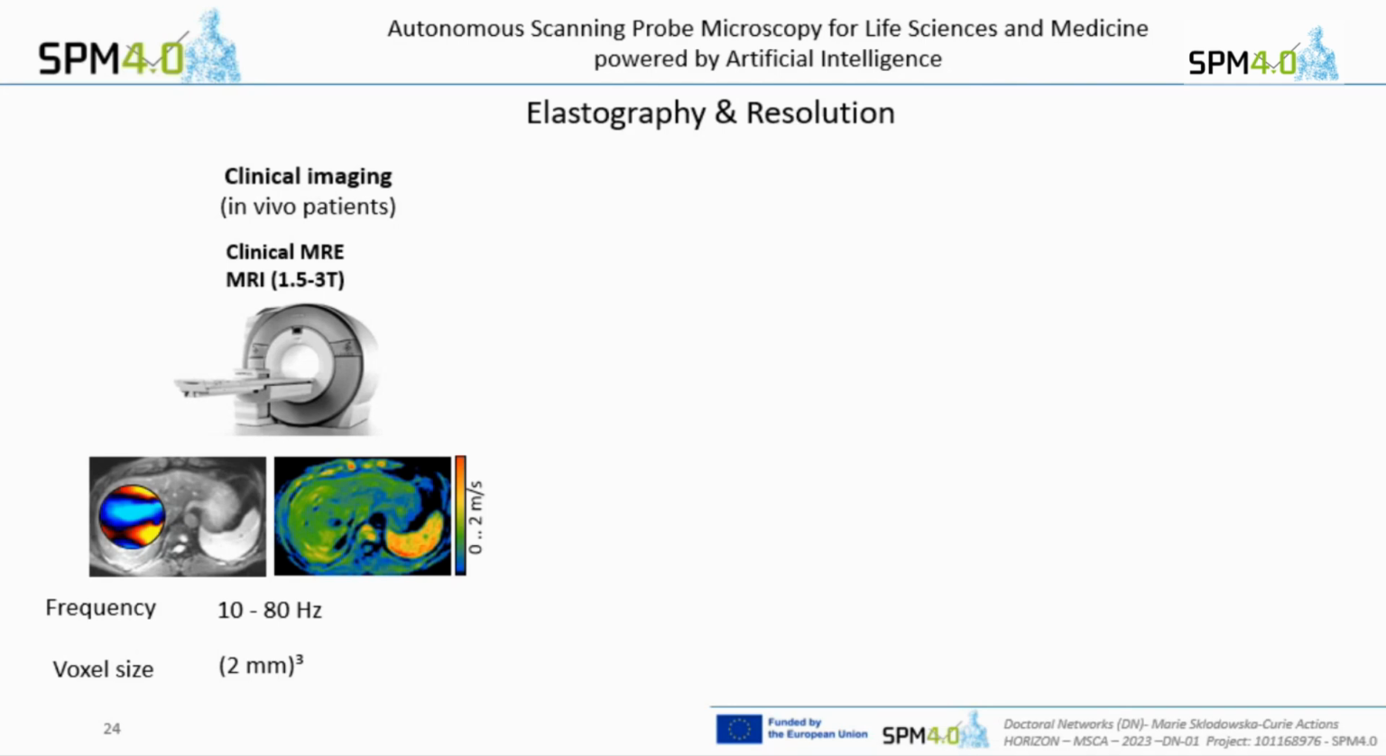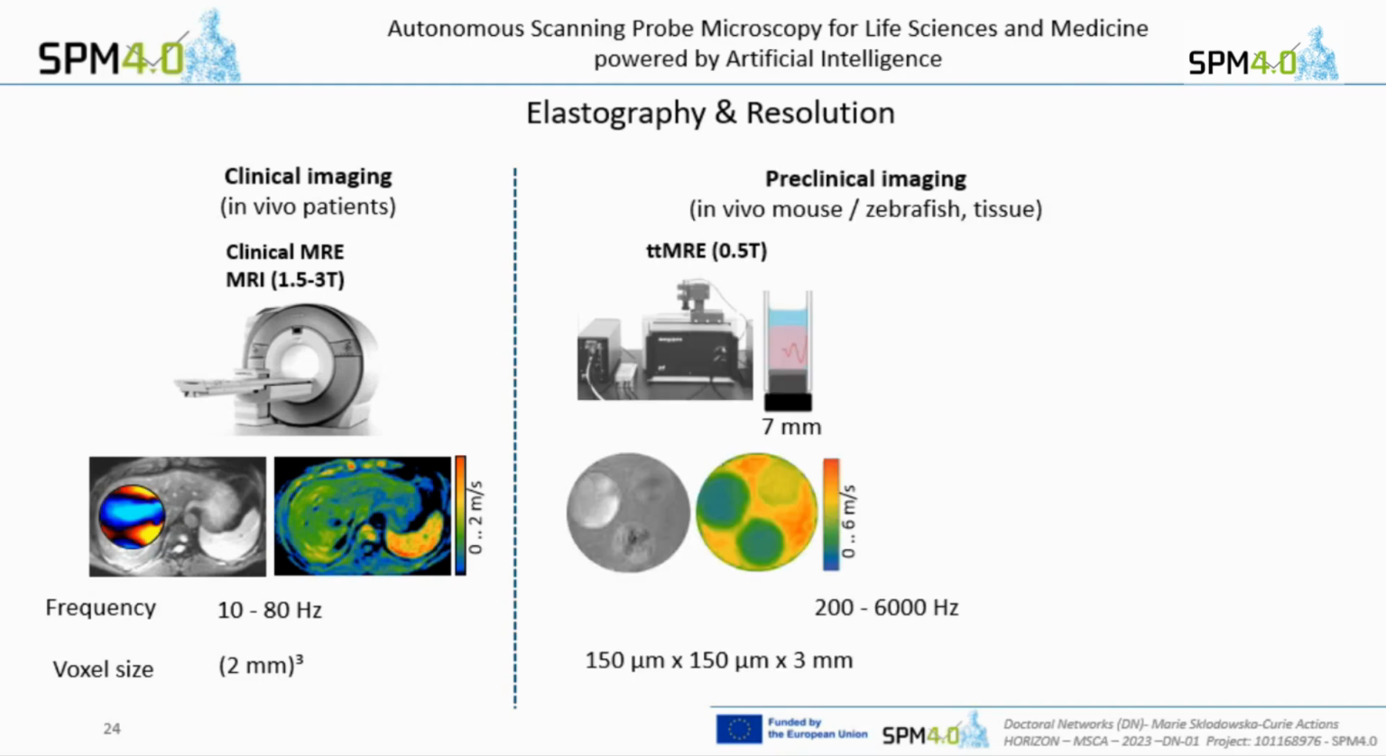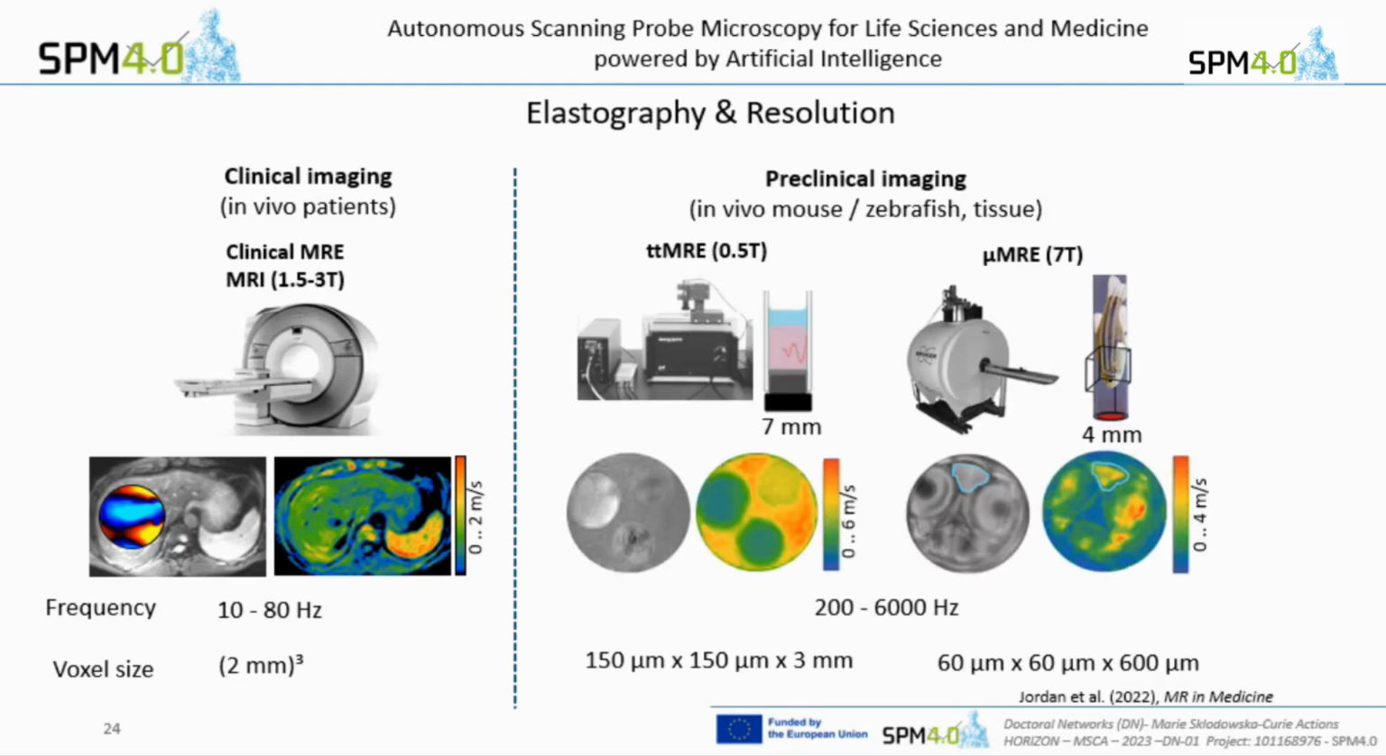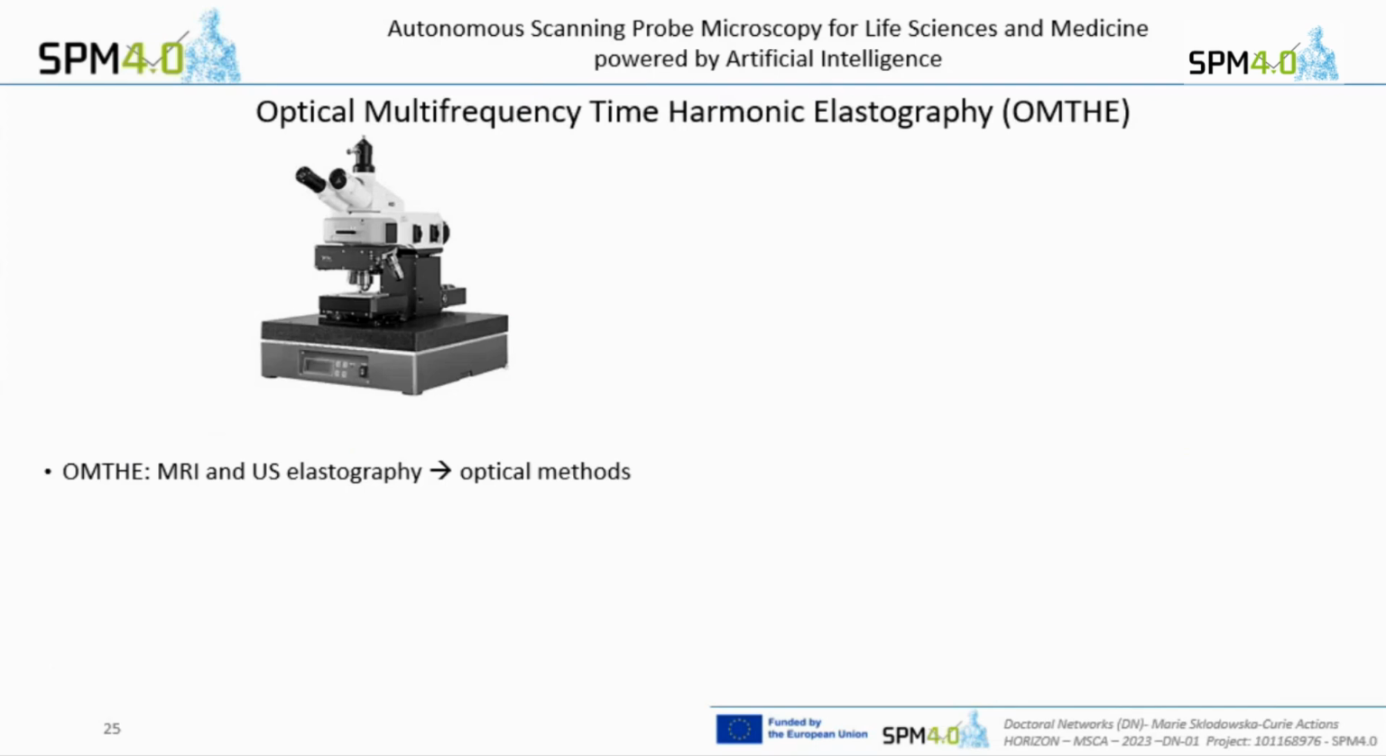Mechanical map. Yeah. But usually in vivo we have a very large voxel size of 2 millimeters. And then we can go to ex vivo measurements where we have these devices scaled down in a tabletop or in a micro version where we have better resolution, but still far away from cellular resolution. And now, quite recently, we have combined elastography with optics by transposing this principle towards a microscope.